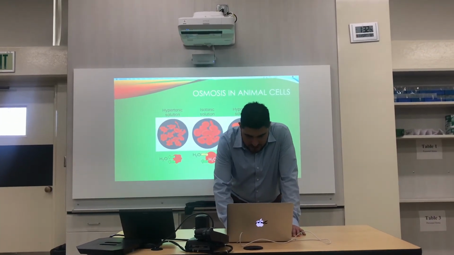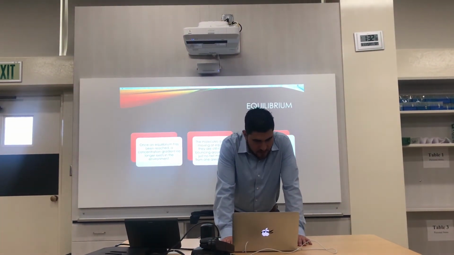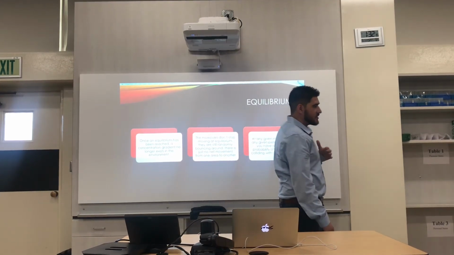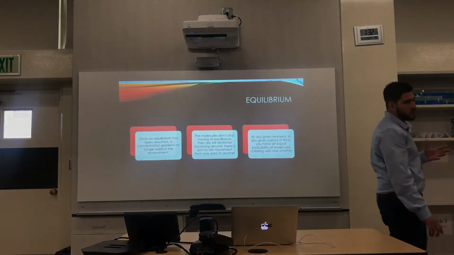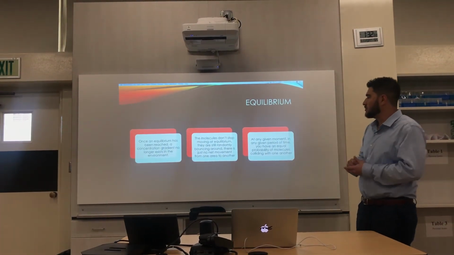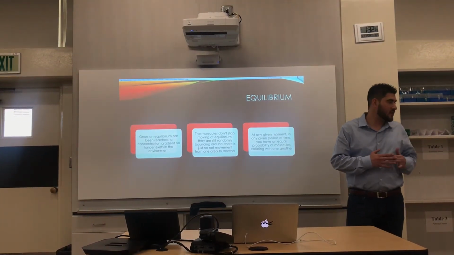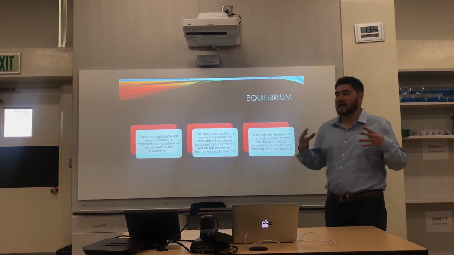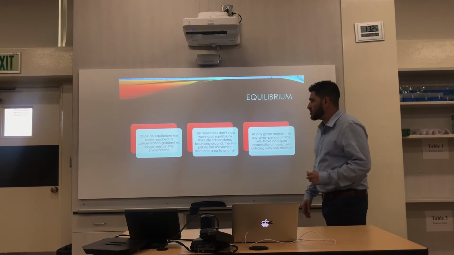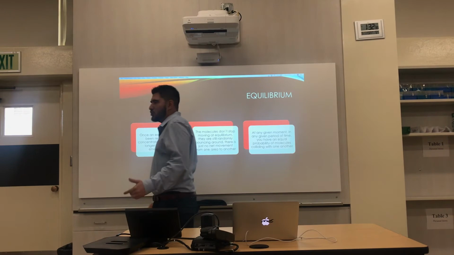Okay, and so once we have this isotonic solution and we have established this dynamic equilibrium, osmosis is still taking place, but it doesn't take place with any noticeable net change. Okay, so the molecules are still moving. Solvent is still going from one side of the semipermeable membrane to the other side, but it's doing so at an equal rate, at an equilibrium. So once this equilibrium has been reached, the concentration gradient no longer exists in the system or the environment, okay?